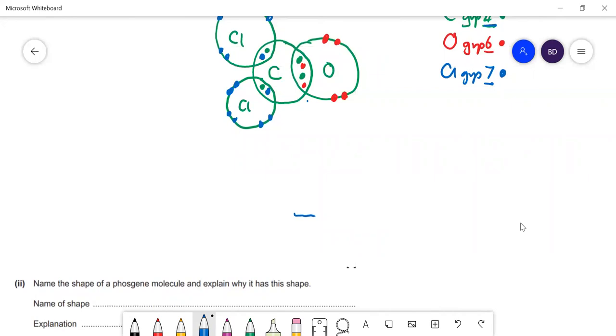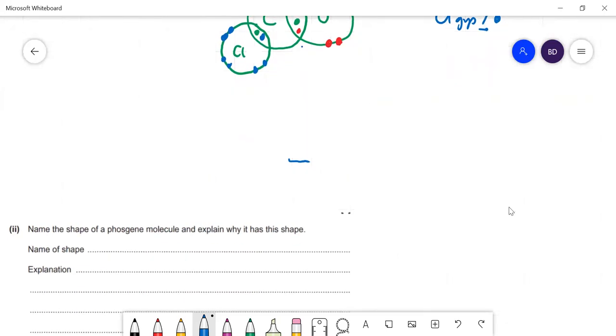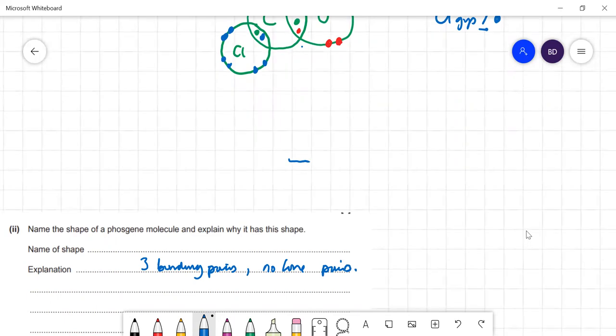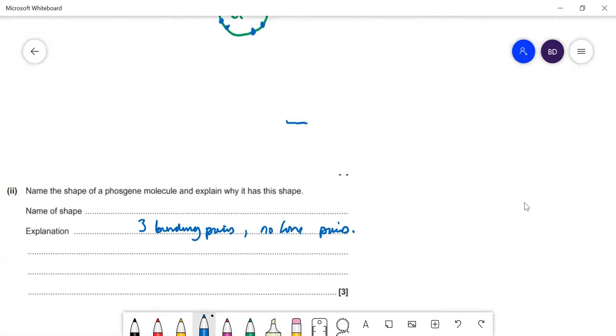Right, so I'll do the explanation bit first. We have got three pairs of electrons, or three bonding pairs, and we've got no lone pairs around the carbon. What do they try and do? They try and repel each other. The pairs repel each other as much as possible.